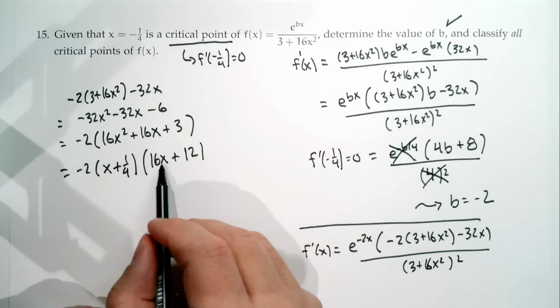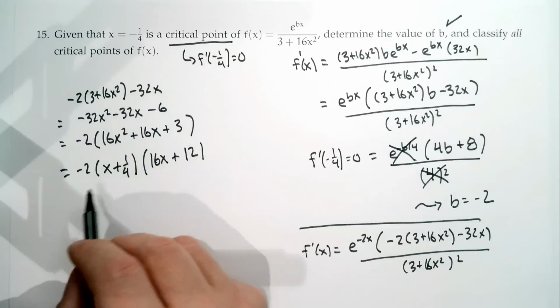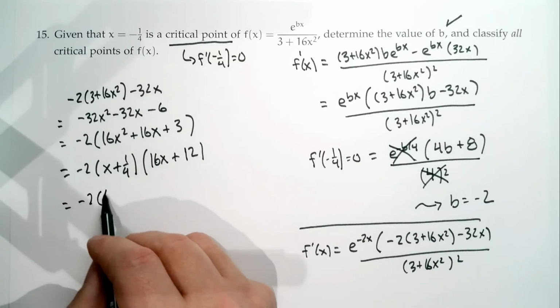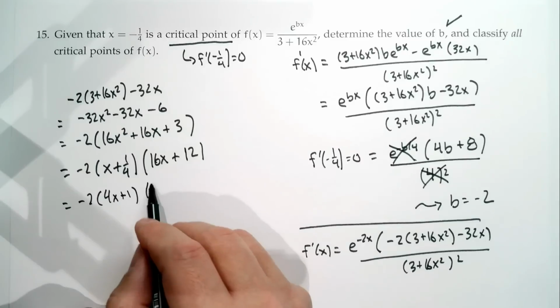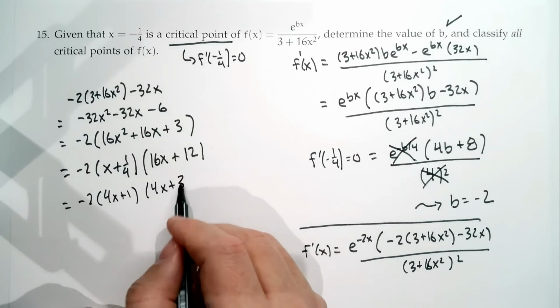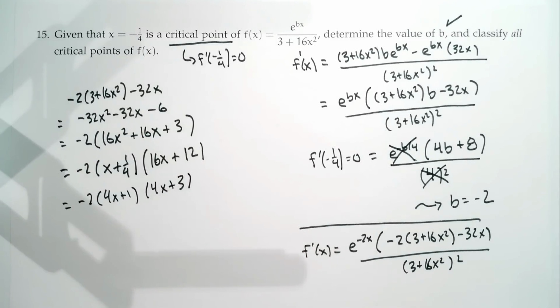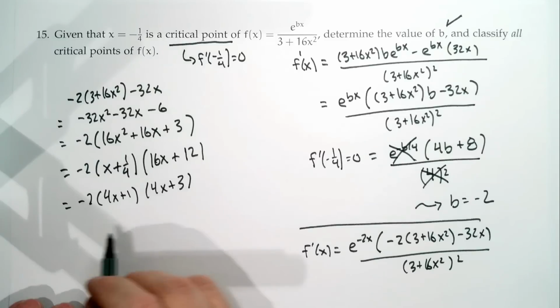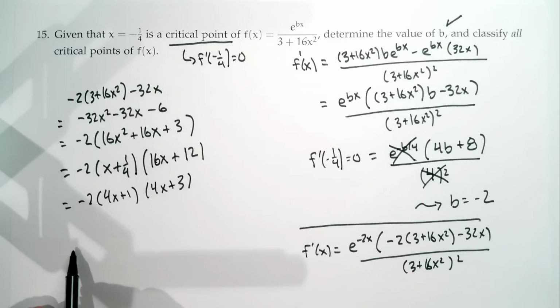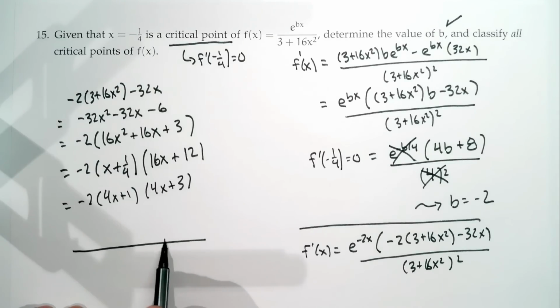Now actually what you would probably do is pull a 4 out of here and move a 4 into there. So negative 2 times 4x plus 1 times 4x plus 3. So where are our critical points? Well, there are 2 of them. There's one at negative 1/4, and there's another one at negative 3/4, because that's when we get our zeros.